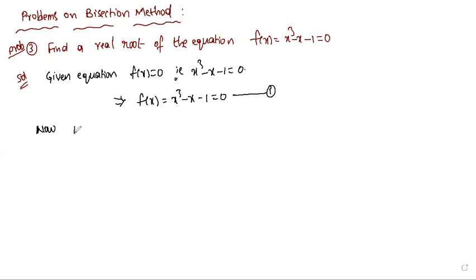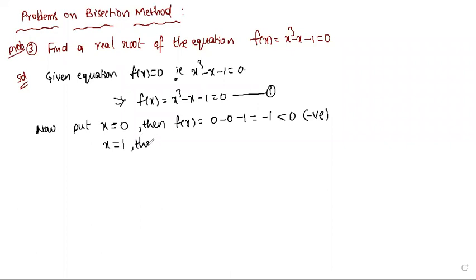Now put x is equal to 0, put x is equal to 1, put x is equal to 2, x is equal to 3, we can put like that also. Put x is equal to 0, then f of x is equal to 0 minus 0 minus 1, that is equal to minus 1 less than 0, that is negative. Put x is equal to 1, then f of x is equal to 1 minus 1 minus 1, that is equal to minus 1. This is also negative.